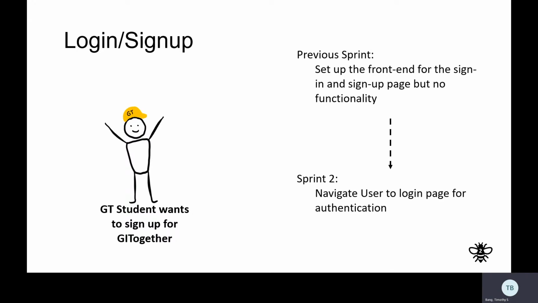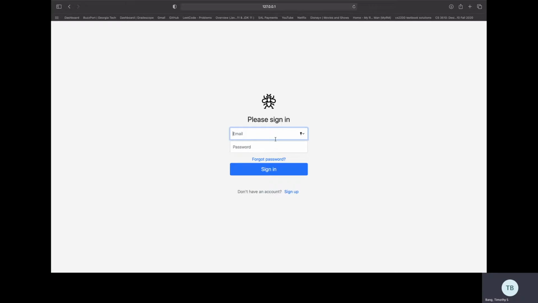To recap what happened in our previous sprint, we were able to set up the front end for the sign in and sign up page, but there was no functionality. Now heading into sprint 2, we have the user navigate to the login page for authentication. As a user, I want to sign in to GitTogether.